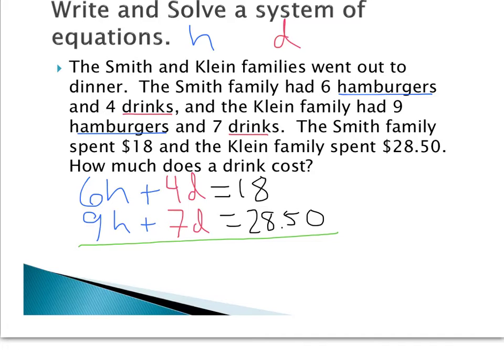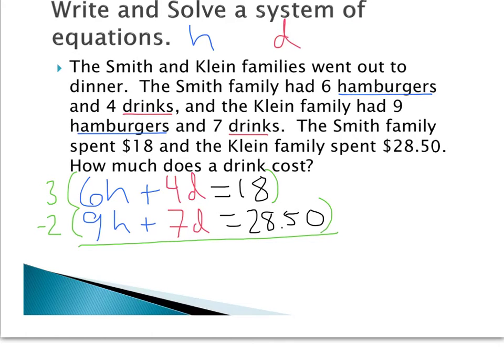We'll multiply everything in the first equation by 3, and everything in the second one we'll multiply by a negative 2 because we got to change the sign, remember. So let's write down our new equation. So here's our new system, right there in green. We have 18h plus 12d equals 54, and negative 18h minus 14d equals negative 57. All the signs have changed in that last one because we multiplied by a negative 2.